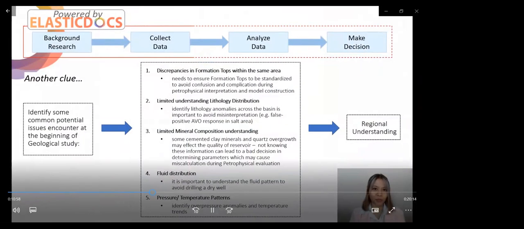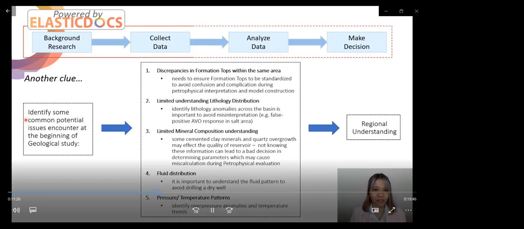In any study, we would normally start with background research. Then we start collecting data. Once we have enough data, we analyze them and eventually make decisions. Usually the background research and collecting data are very time consuming, and we wish to focus more of our time and energy on data analysis and decision making instead. In our case, ElasticDocs is our solution.